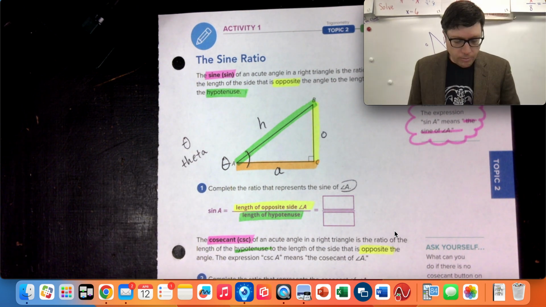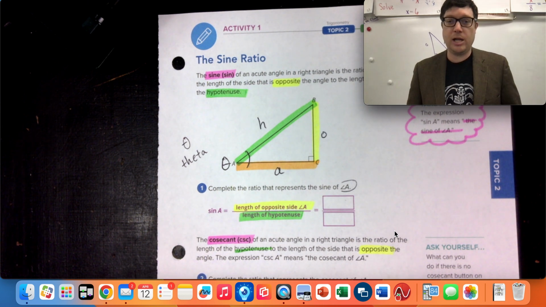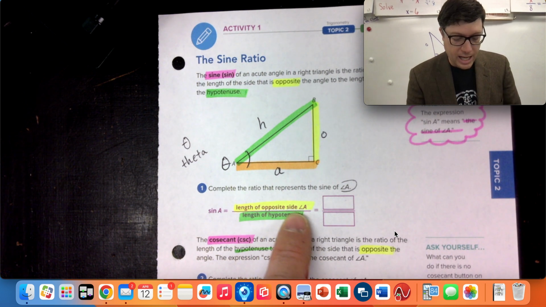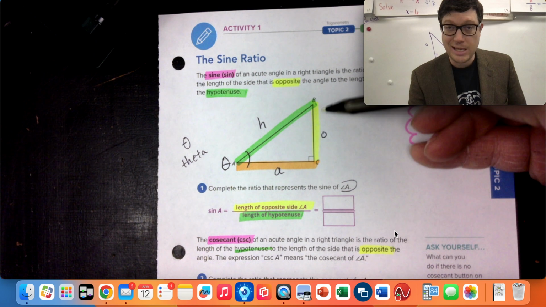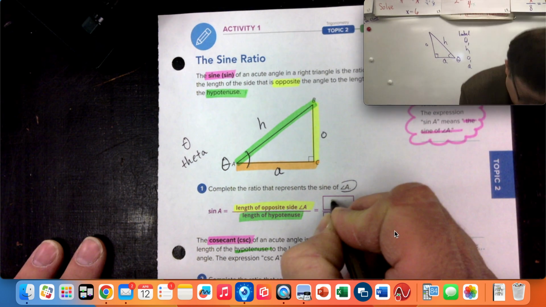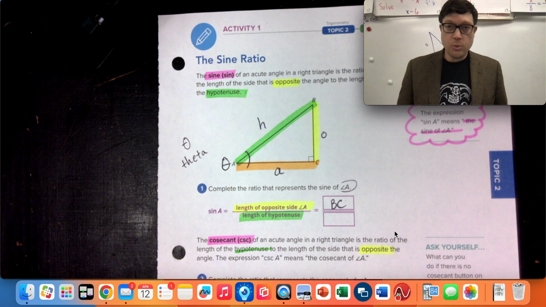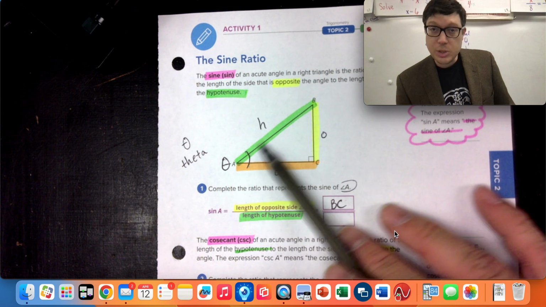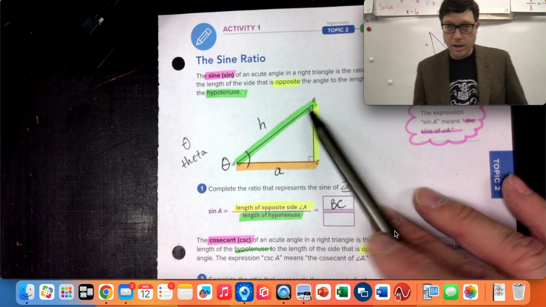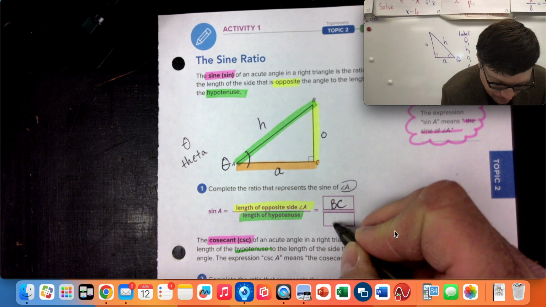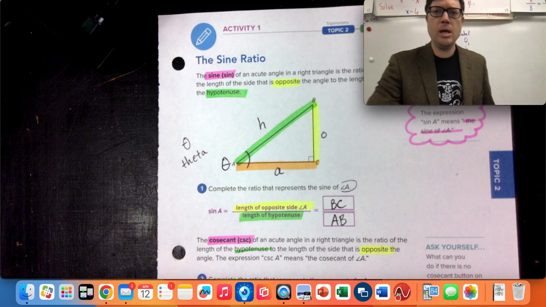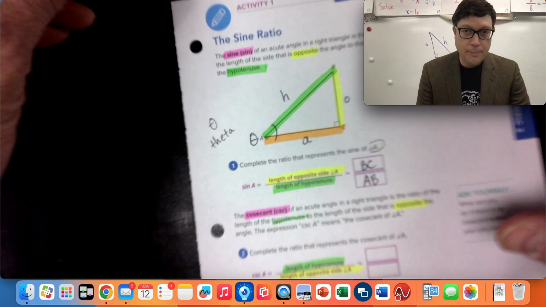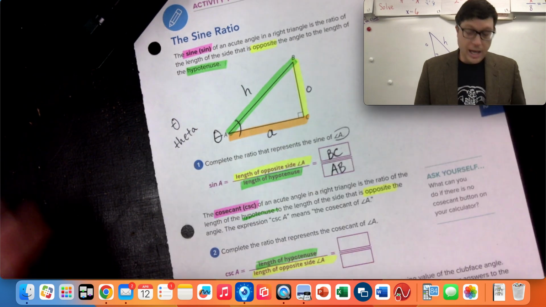Now, to complete the ratio that represents the sine of angle A, the sine of A will be the length of the opposite side of angle A, and that's this one in yellow, BC. The length of the hypotenuse, which is green, across from the 90-degree angle, is going to be the bottom part of the ratio, AB. So now we're able to talk about sine ratios as this relationship between opposite to the hypotenuse, or BC to AB.